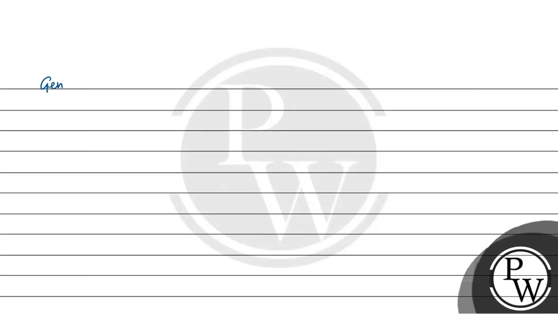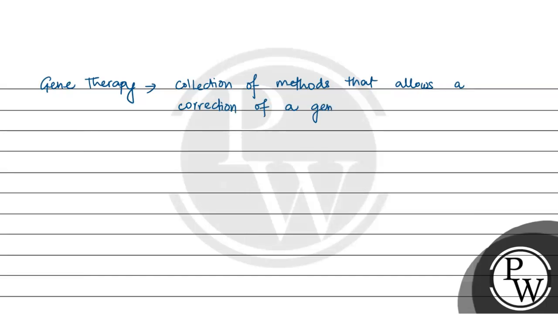OK, सबसे पहले जो जीन थेरेपी होता है, it is basically a collection of methods that allows a correction of a gene defect that has been diagnosed in a child or an embryo. So either in a child or in an embryo, we can do gene therapy, gene modification.